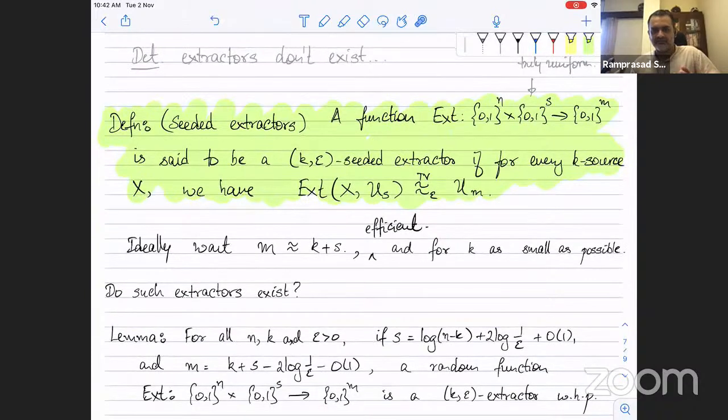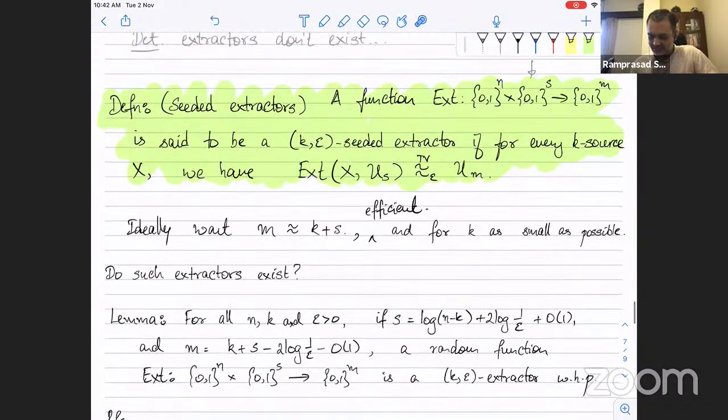Earlier we made the mistake of not doing that first. We came up with a definition, and then realized that such extractors just don't exist. But fortunately, seeded extractors do exist, and like what we have done earlier, we'll try to get a sense of the ideal parameter setting. We'll do this by picking the extractor function at random and asking for what parameters this random function is going to give us what we want.